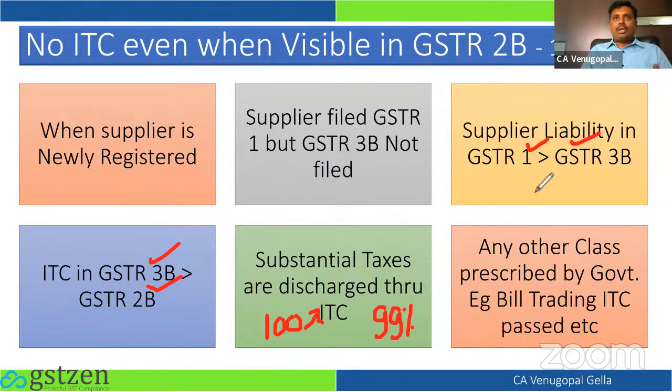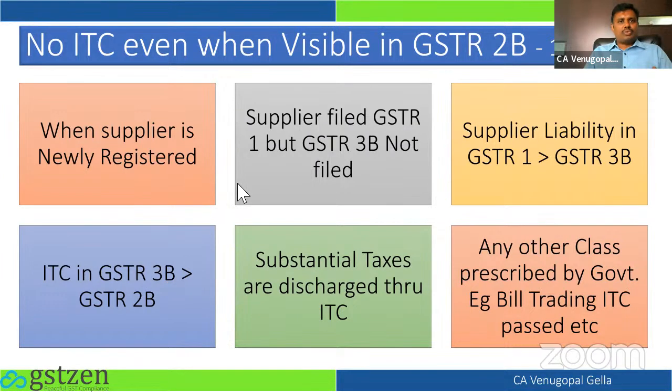And in spite of all this, they have also brought another provision that if there is any other class of taxpayer who is prescribed, but if someone has been caught as bill trading, temporarily they may put a pause in the electronic credit ledger of the recipient to the extent of the purchases that you have made from this person. Even this is something that could be possible. This is something which is new going to come.